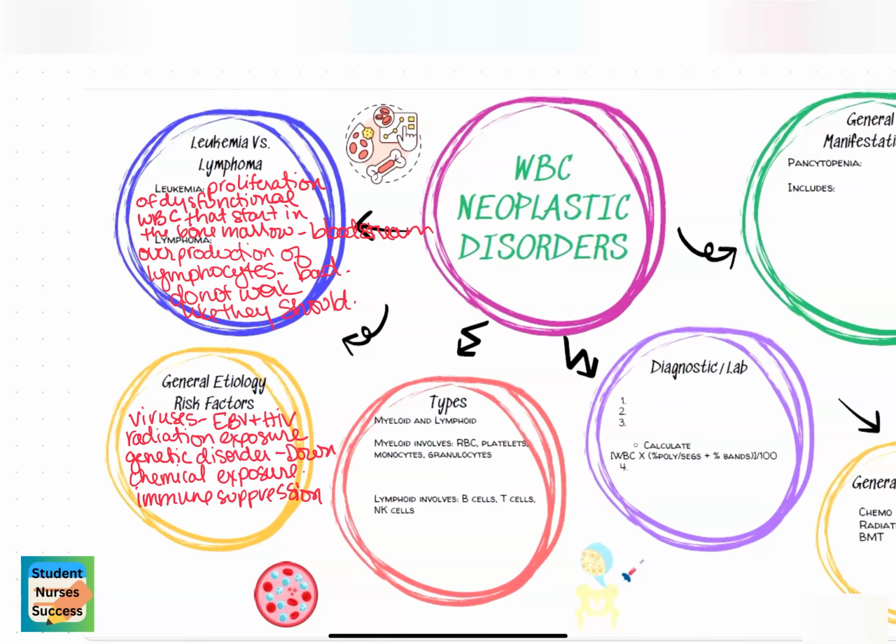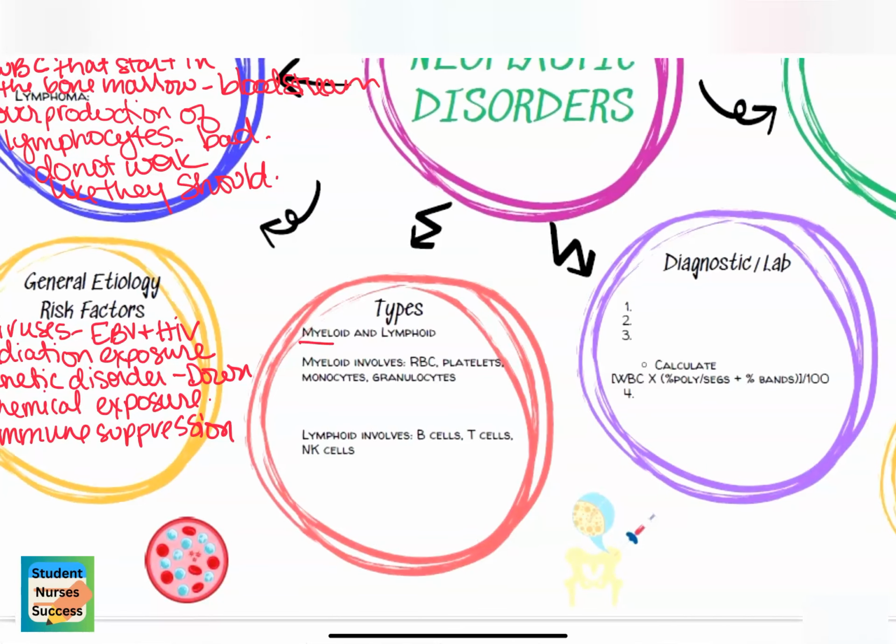Now, the neoplastic white blood cell disorders fall into two main categories: the myeloid and the lymphoid types. Myeloid cells include red blood cells, platelets, monocytes, and granulocytes. The myeloid leukemias we'll talk about in part two include CML and AML. Now, CML is chronic myeloid leukemia, and AML is acute myeloid leukemia.